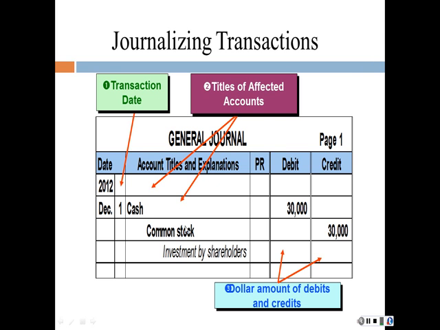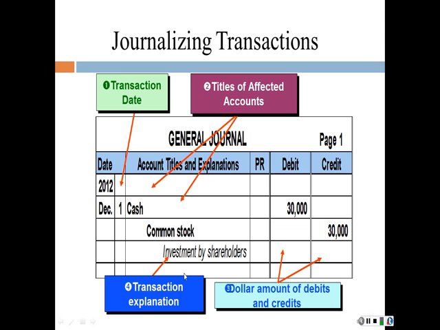Then we record the dollar amounts by which these accounts were affected, which is 30,000. Cash was debited, so we put 30,000 in the debit column. Common stock was credited, so we put the 30,000 in the credit column. Then we have a transaction explanation that tells us what this journal entry was all about. As far as we are concerned, we are going to omit this transaction explanation because I give you a list of the transactions, so it would be repetitive to write it out again.